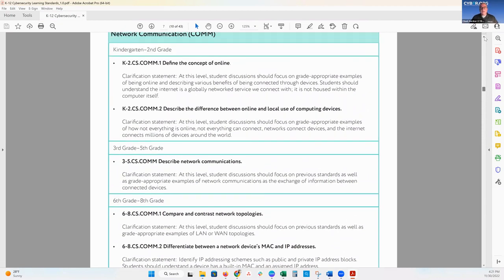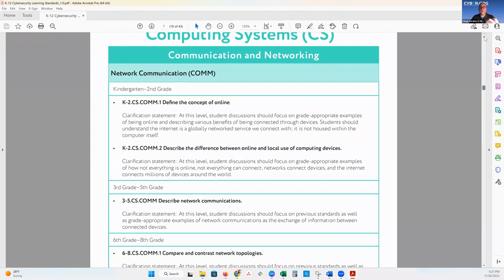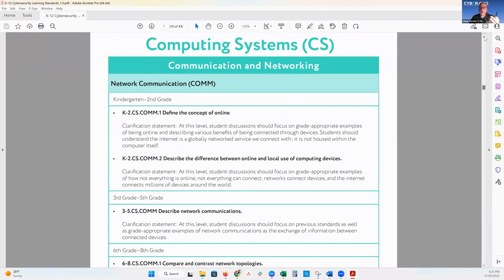So the way the standards are presented, at the top of the page, here's the first standard in computing systems under the communication and networking subcategory, and under the standard header for network communication. So we've got an example of a K-2 standard. So this is a grade band, right? We took a look at content and language and verbiage that was developmentally appropriate for K-2, 3-5, 6-8, and 9-12, and then created a scaffold style where the conversation starts in K-2, but then it gets a little more rigorous in 3-5, and so on for 6-8, and so on for 9-12.